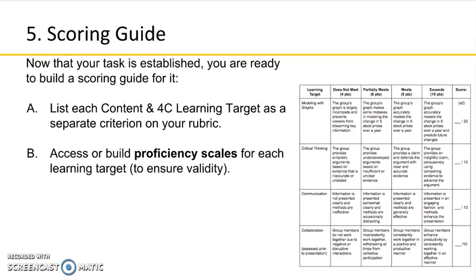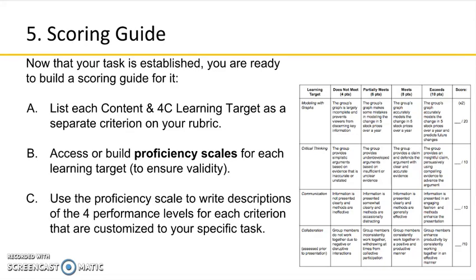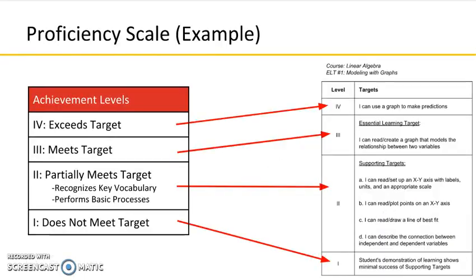Step 2 is to access or build proficiency scales if they're available. If not, you'd want to look back to the standards themselves in order to ensure validity of what you're putting on your scoring guide. Step 3 is going to be using that proficiency scale or using the standards to help you to write descriptions of the 4 performance levels for each criterion that are going to be customized to the specific task you've designed. And then that last step is going to be to assign points as desired to the scoring guide.